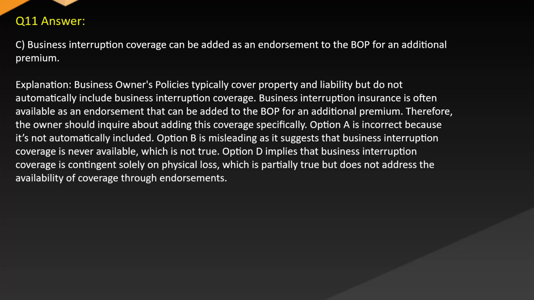Option A is incorrect because it's not automatically included. Option B is misleading, as it suggests that business interruption coverage is never available, which is not true. Option D implies that business interruption coverage is contingent solely on physical loss, which is partially true but does not address the availability of coverage through endorsements.